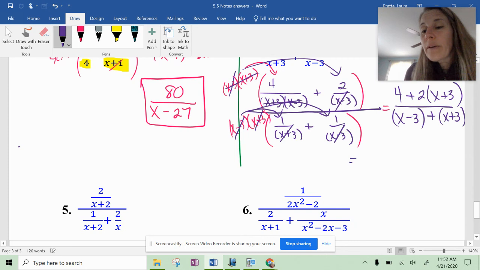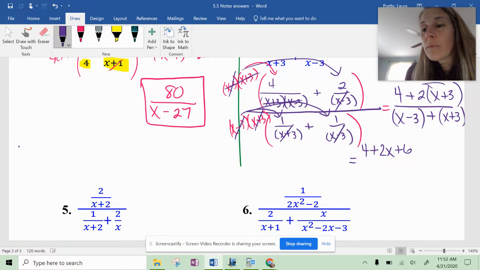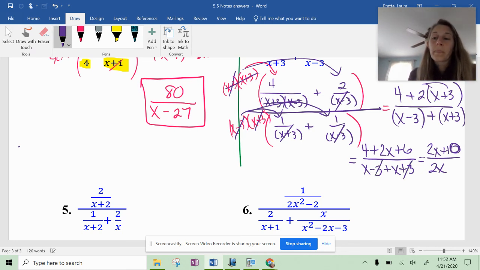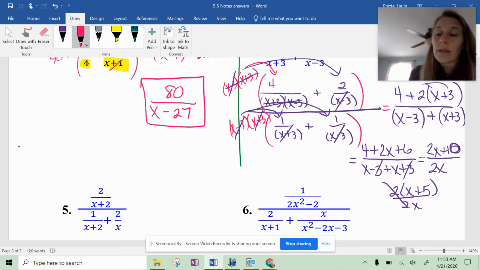So now just to simplify that, I have 4 plus 2x plus 6. I just distributed my 2. On the bottom, I have x minus 3 plus x plus 3. I don't have to worry about distributing anything. So now I'm combining like terms. I have 2x plus 10 on the top. And on the bottom, I have 2x because the 3's are going to cancel. And then if I take out a GCF on the top, 2 times x plus 5 over 2x. The 2's simplify, and my final answer is x plus 5 over x.